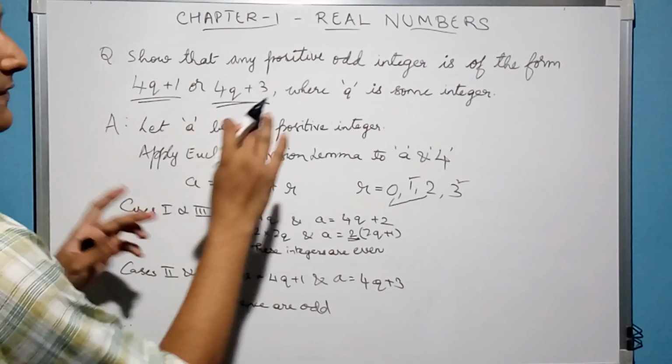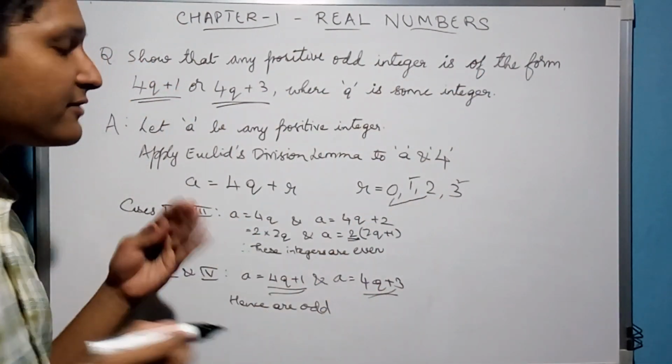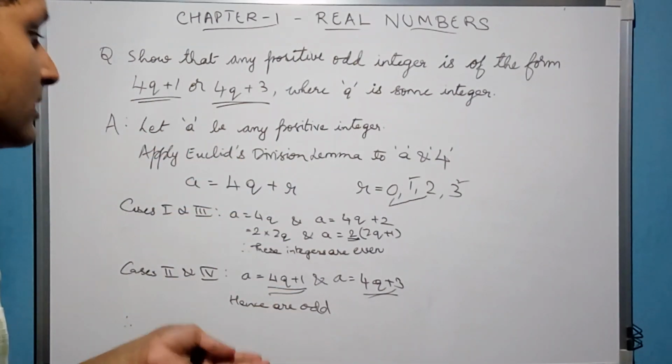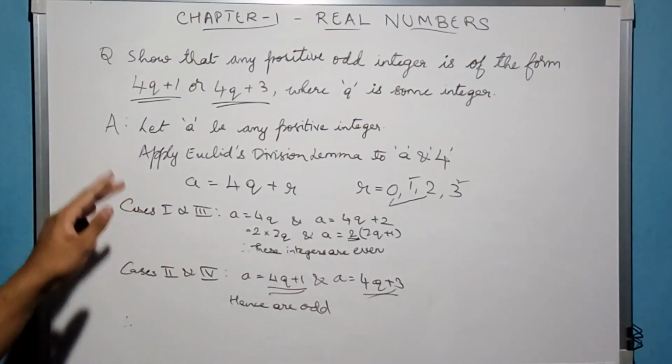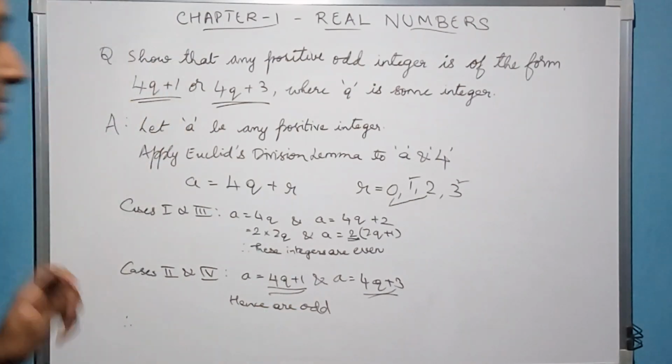That is, any positive odd integer is of the form 4q plus 1 or 4q plus 3. If it's not of that form, that means they are even. That's why they need to be in that form itself, that is 4q plus 1 or 4q plus 3.